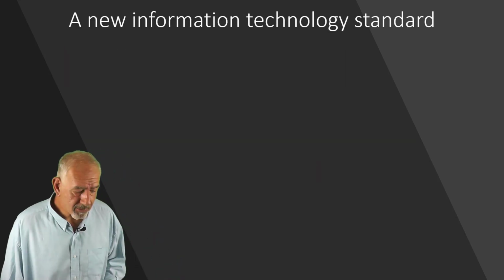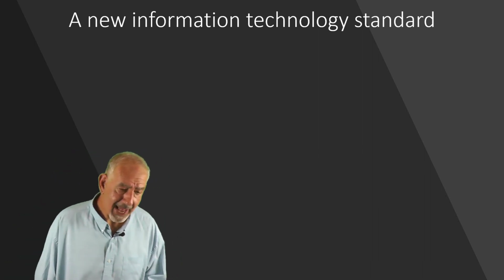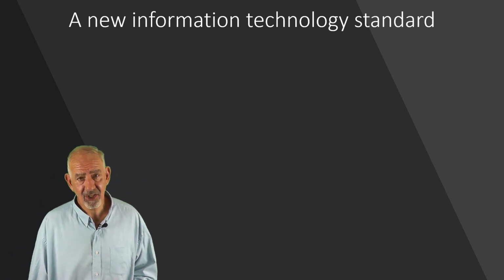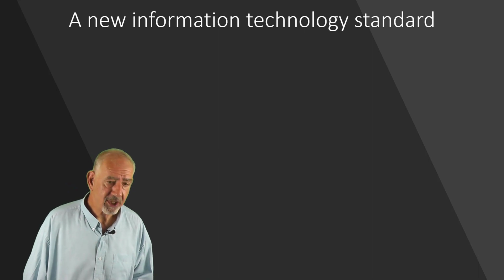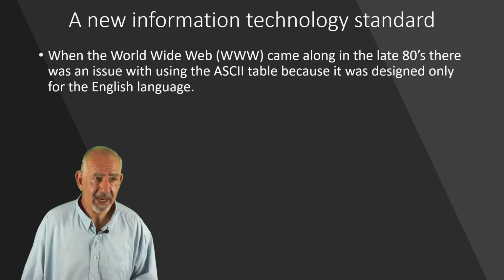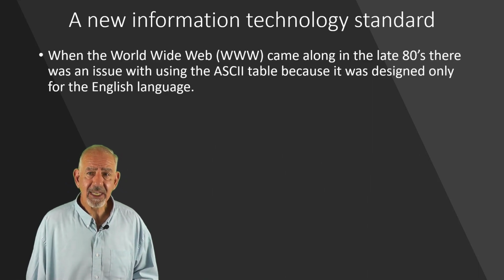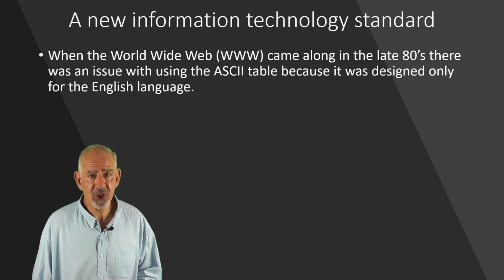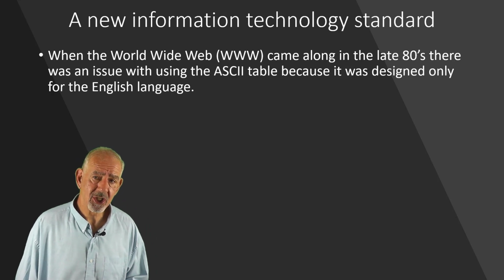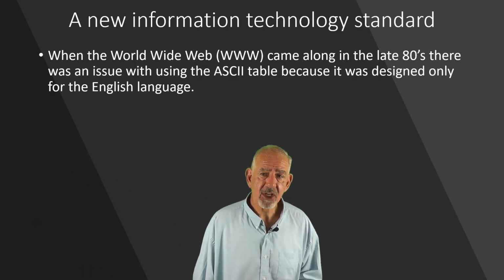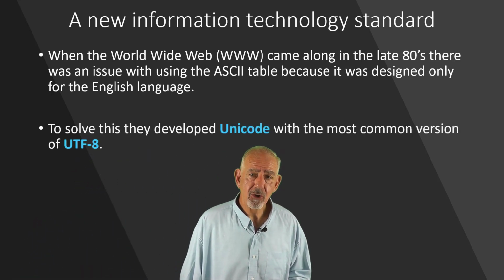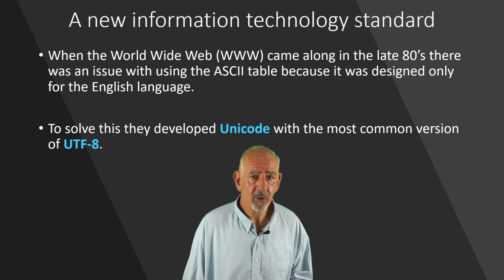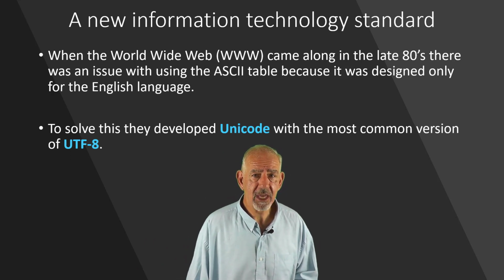However, one of the problems that we had was that, of course, the ASCII code dealt with English characters. And so we had to have lots of different sets for ASCII to represent other characters. So we actually came up with a different type of standard. In the late 80s, there was an issue with the ASCII table because it was just designed for the English language. So to resolve this, they came up with a new standard called Unicode, with the most common standard UTF-8.